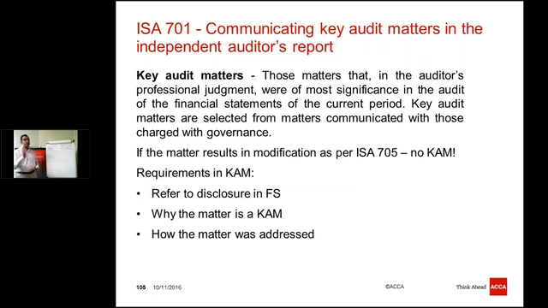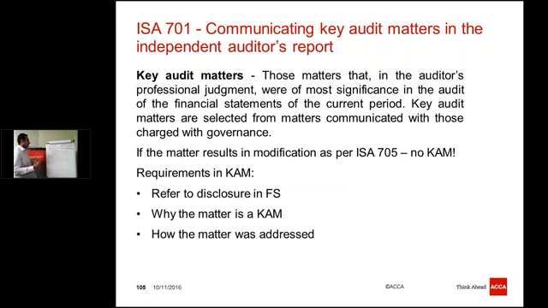Now let's go back to the definition of the key audit matter. There was also one thing else over there. Key audit matters, the definition on the slide, are those matters that in the auditor's professional judgment were of most significance in the audit of the financials of the current period. Key audit matters are selected from matters communicated with those charged with governance. Yes, so a key audit matter is a matter that has been selected from the many matters that are communicated to those charged with governance.